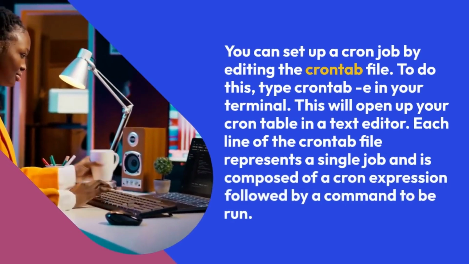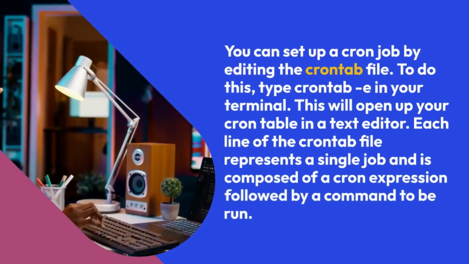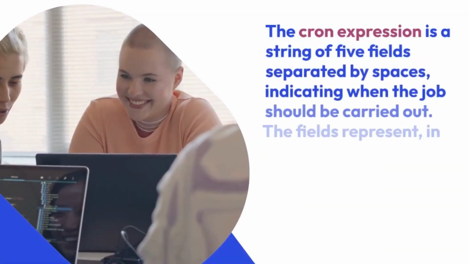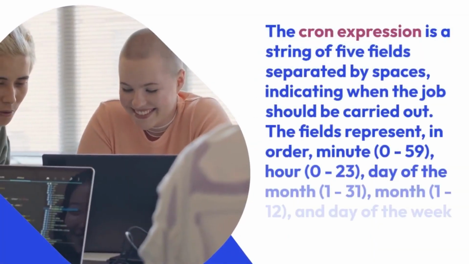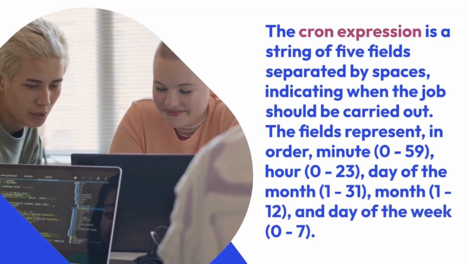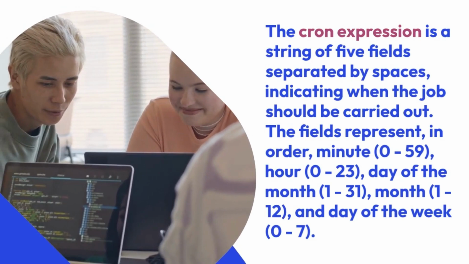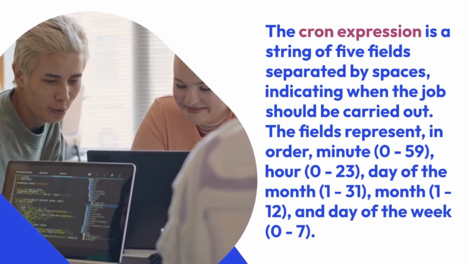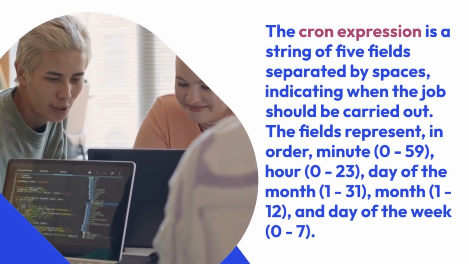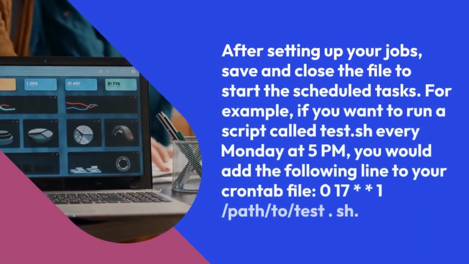Each line of the crontab file represents a single job and is composed of a cron expression followed by a command to be run. The cron expression is a string of 5 fields separated by spaces, indicating when the job should be carried out. The fields represent, in order, minute, 0 to 59, hour, 0 to 23, day of the month, 1 to 31, month, 1 to 12, and day of the week, 0 to 7. After setting up your jobs, save and close the file to start the scheduled tasks.